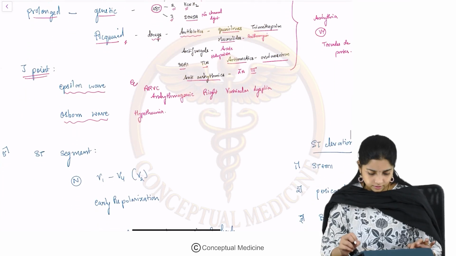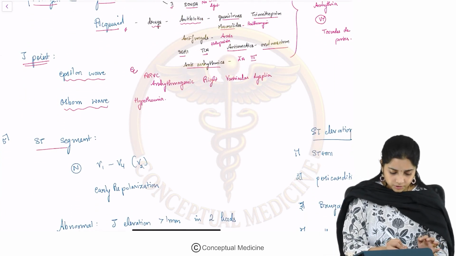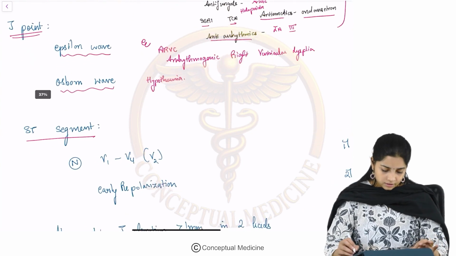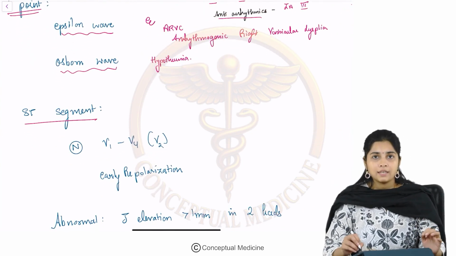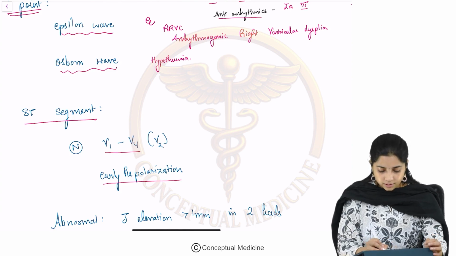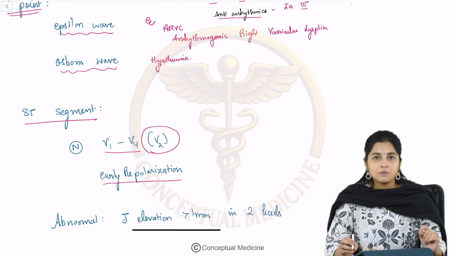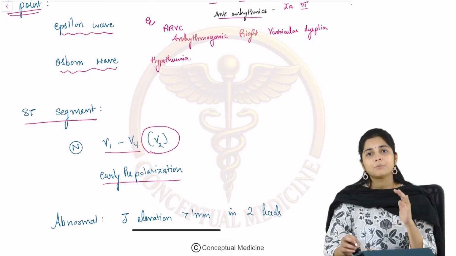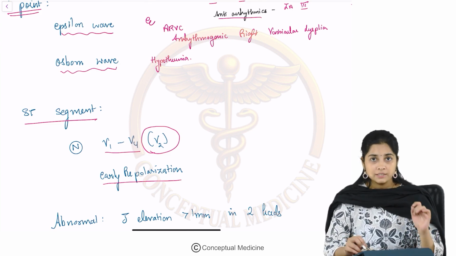Okay, fine. Now, let us look at the abnormalities of the ST segment. Normally, in normal individuals, there can be a mild ST segment elevation in leads V1 to V4, especially lead V2. This is what we call early repolarization syndrome. There is an early repolarization and the ST segment appears minimally elevated.